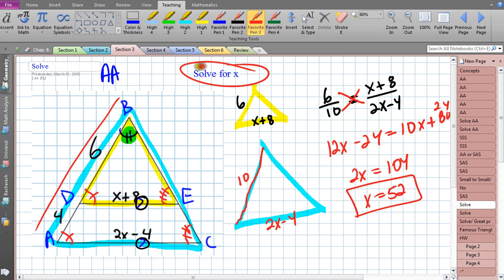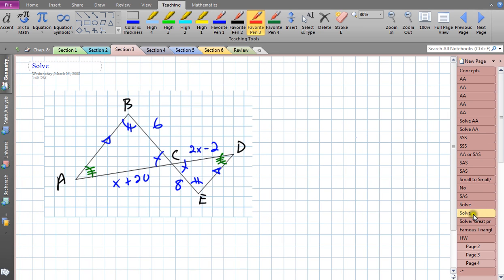Well, that was the goal in here, to solve for x. We can also back substitute and find these other sides in here, but we're going to move on. Hopefully you recognize that we have two triangles, similar because of angle-angle. We can redraw them, set up proportions, and then solve for x. Let's do another solving problem. This one's a little trickier.